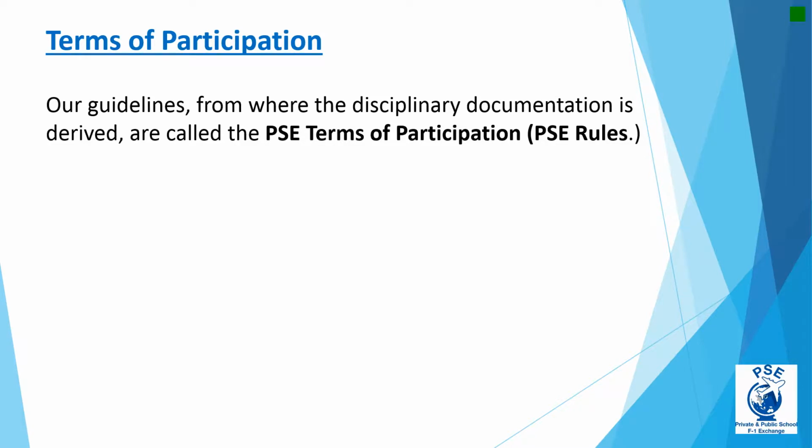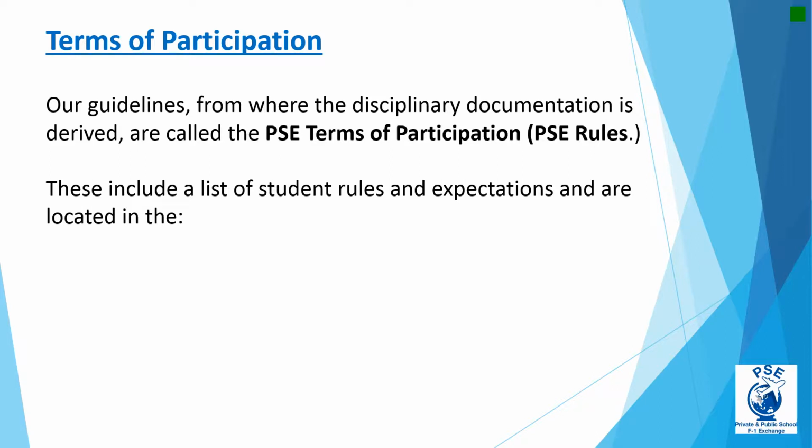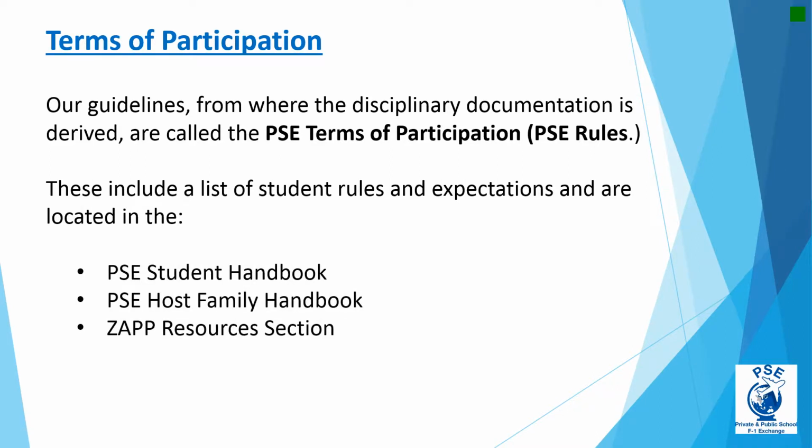First, we're going to talk about what PSE uses as a benchmark when preparing the disciplinary letters and setting student goals. The PSE Terms of Participation, also known as the PSE Rules, includes a list of student rules and expectations pertaining to their participation on the program. The document is located in the PSE Student and Host Family Handbooks and can also be found in the ZAP Resources section. It is important that you, as a local coordinator, become familiar with the terms of participation so that you have a full understanding of the expectations of students and can reference them when issues arise. Again, the disciplinary documentation is derived from these guidelines.